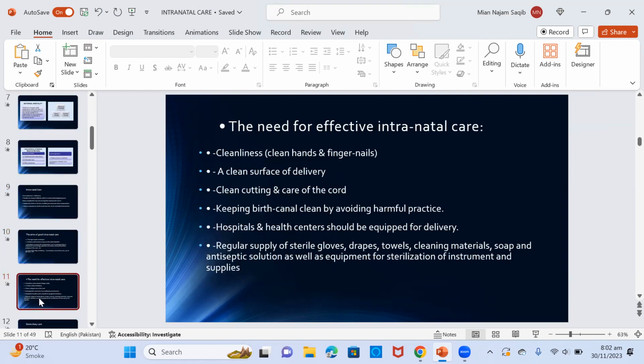The need for effective intranatal care is that there needs to be cleanliness, which includes clean hands and clean fingernails, a clean surface of delivery, clean cutting and care of the cord, keeping the birth canal clean by avoiding harmful practice. Hospitals and health centers should be equipped for delivery. Regular supply of sterile gloves, drapes, towels, cleaning materials, soap, and antiseptic solution, as well as equipment for sterilization of instrument as well as supplies.